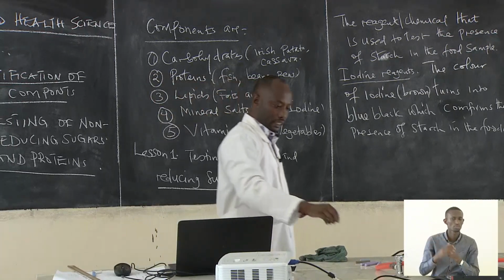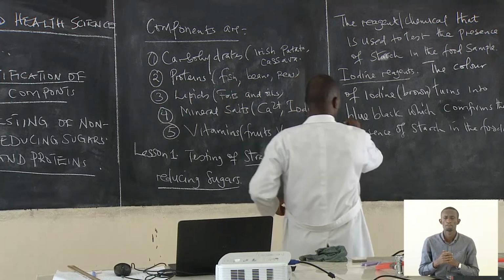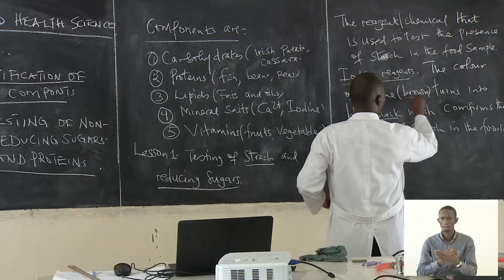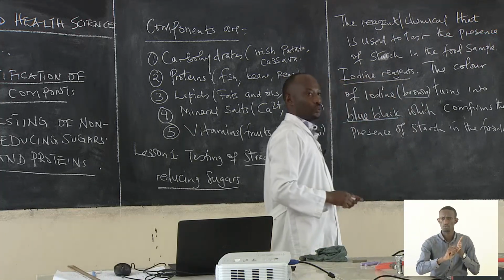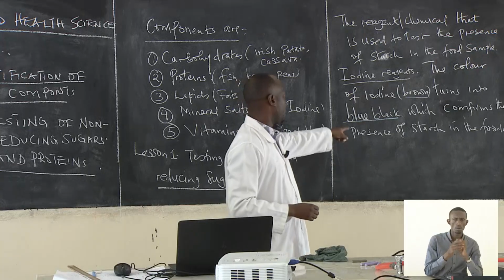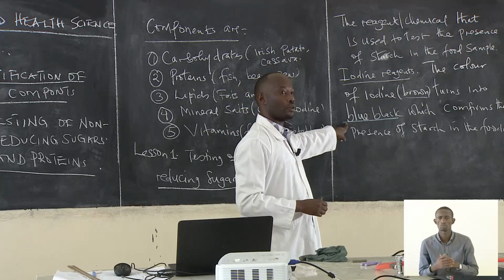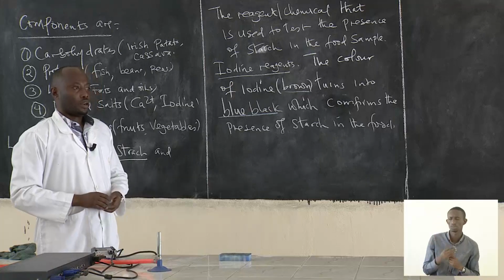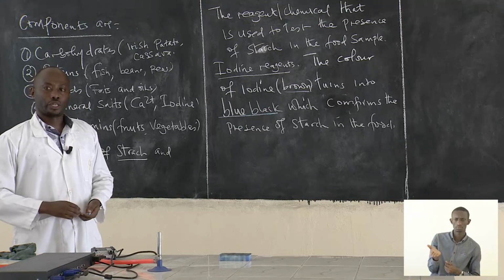So we try to underline these two words and we highlight them: the blue-black and the brown color of the iodine solution, which changes from brown to blue-black. It means our food sample contains starch. We also talked about reducing sugars.